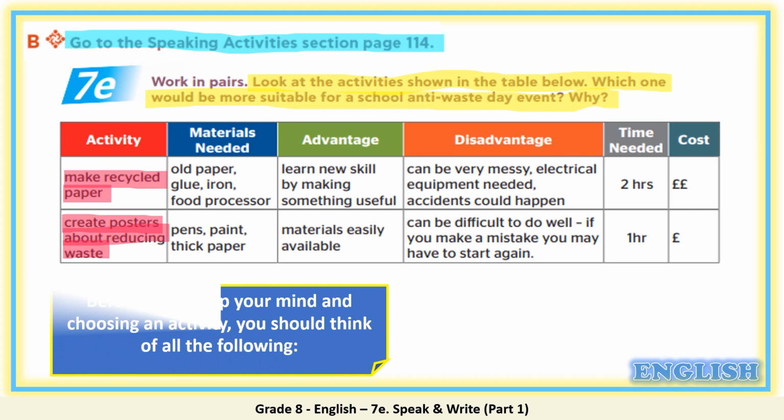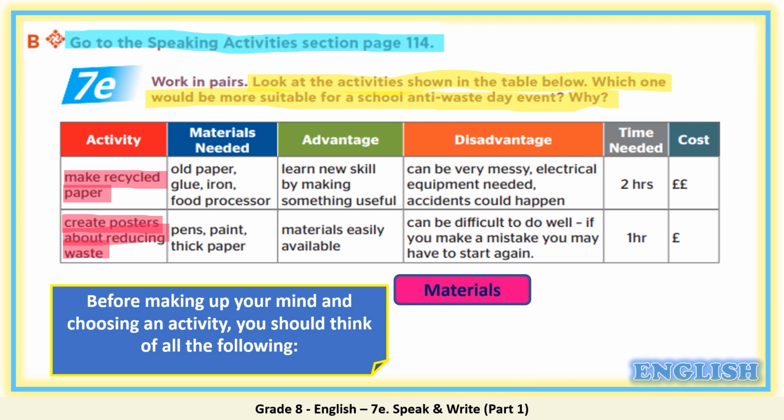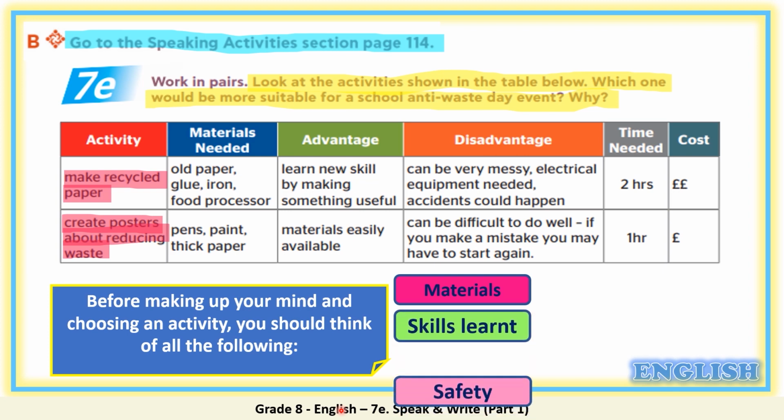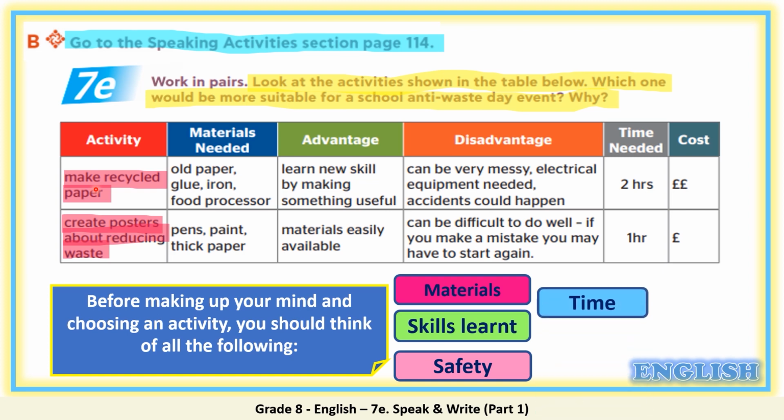But before making up your mind and choosing an activity, you should think of all the following: the materials used in each activity, and you will find them in the table, and the skills that you will learn from each activity, the safety measures, and you can have a look at the advantages and disadvantages displayed in the table, the time spent doing each activity, and the cost of the materials that you will buy in order to do the activity.